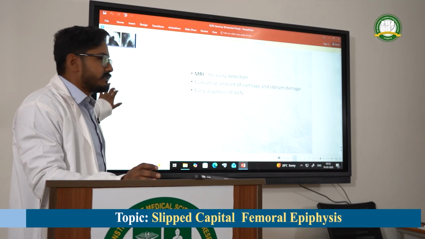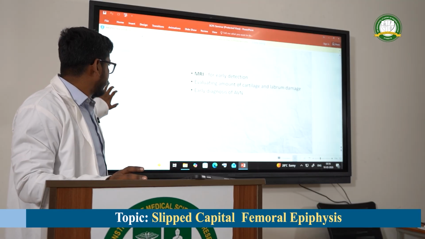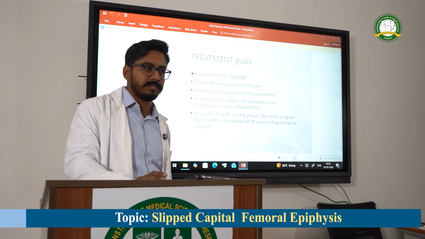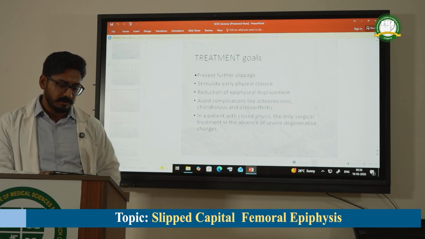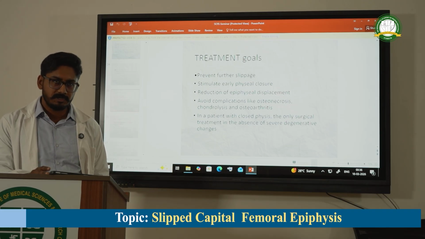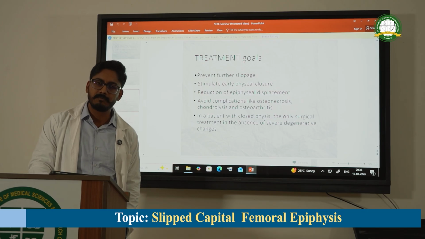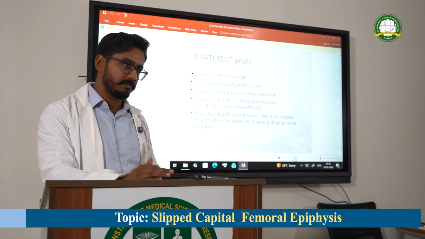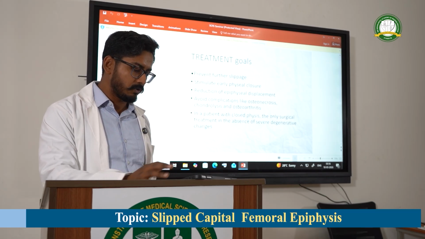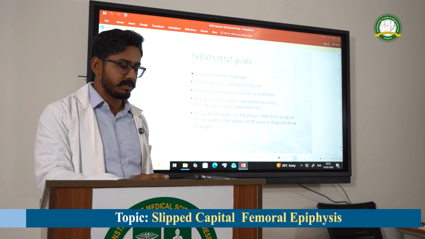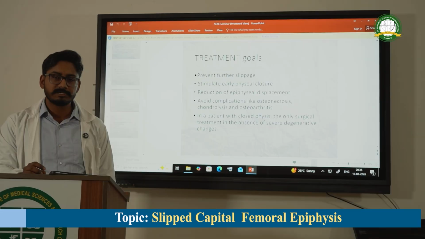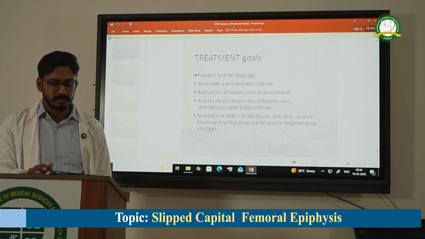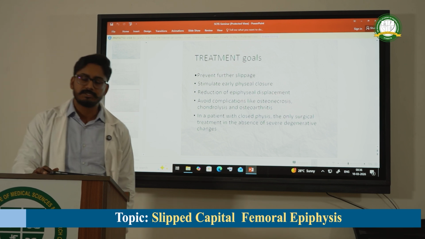Now, after the investigations, we have to plan for the treatment. While planning the treatment, we have to have some goals, what we are trying to achieve. The goals for the treatment plan are to prevent further slippage. The patient starts with the mild form, then progresses to moderate and severe. We have to prevent the patient from getting into further stages. That is one of the goals. And stimulate early physeal closure so that the slip won't occur again. Reduction of epiphyseal displacement. Avoid complications that I have explained already, like osteonecrosis, chondrolysis, and osteoarthritis.